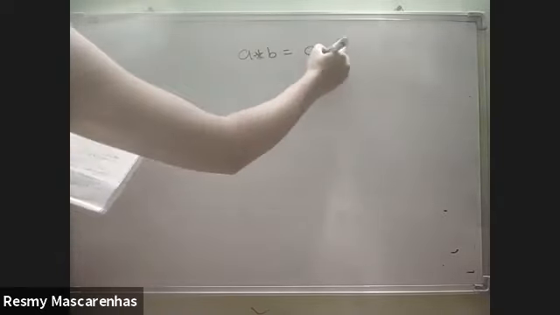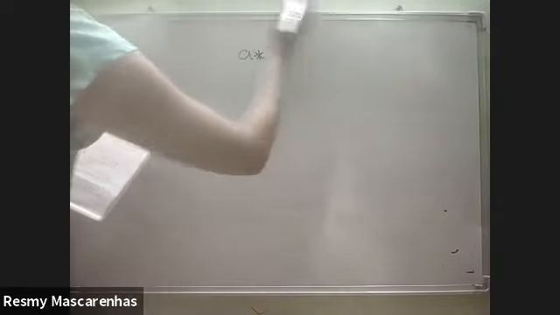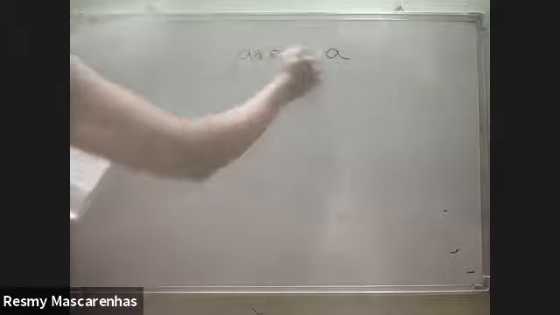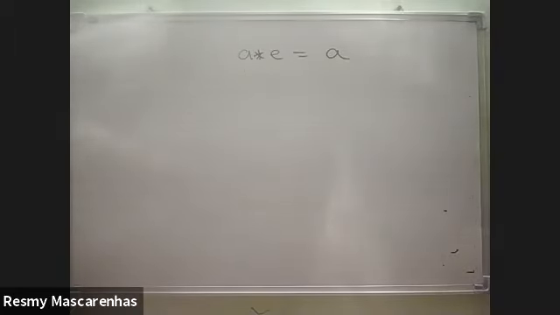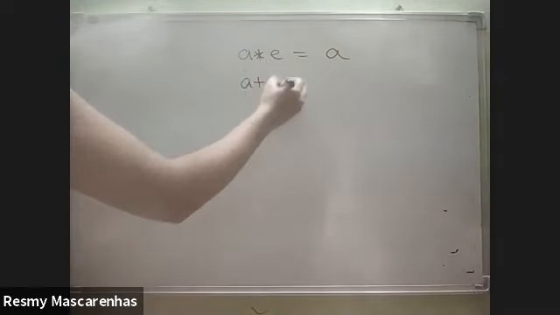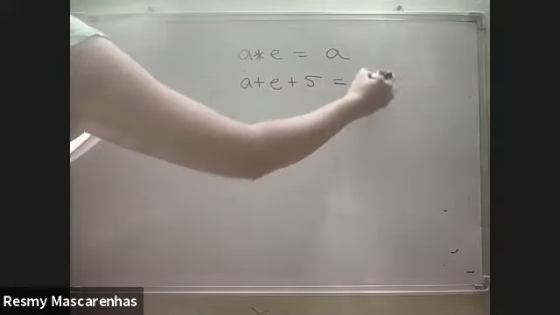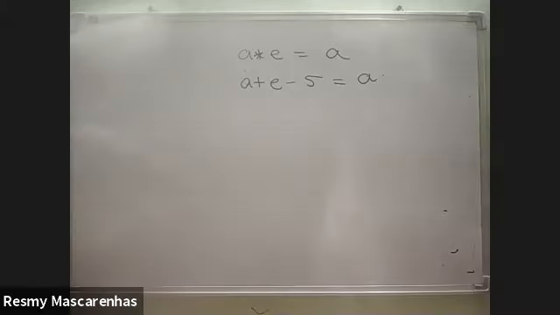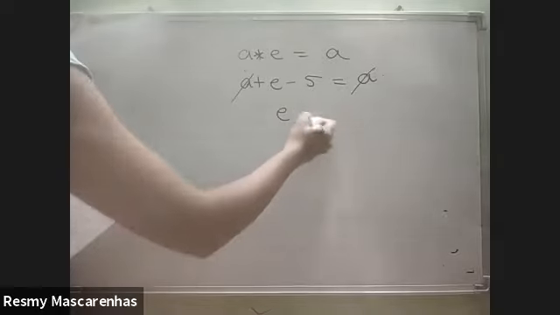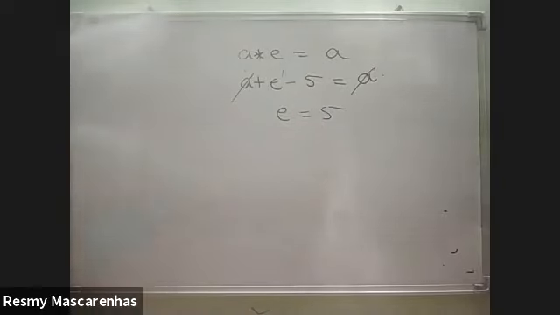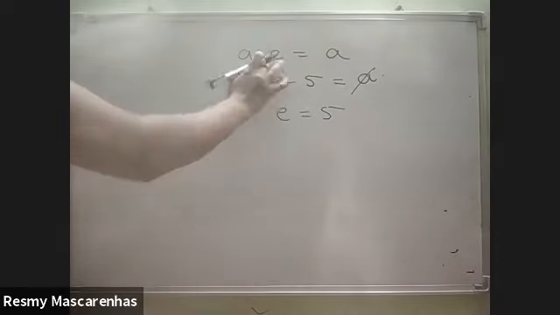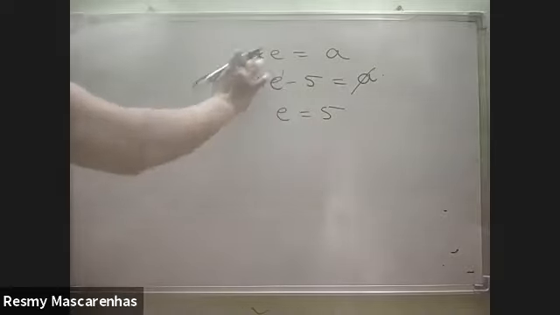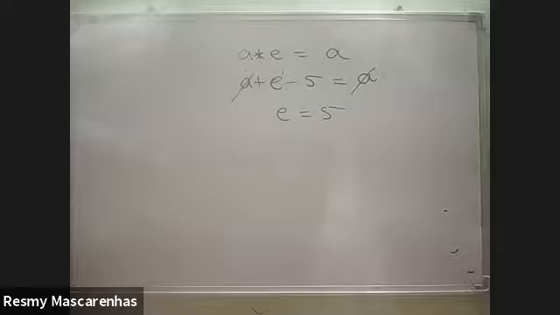A star B will be, as per the formula, A star E will be A. Okay, so A plus E minus 5 will be equal to A. A and A will cancel. E will be equal to, take it on the other side, it will become plus 5. So that will be the identity element. Okay, so use the same formula. A star B was what? A plus B minus 5. So A star E will be A plus E minus 5.